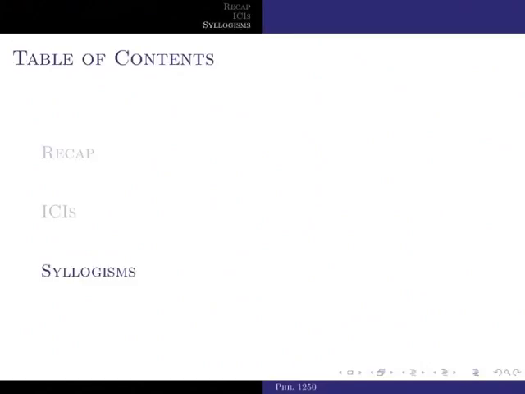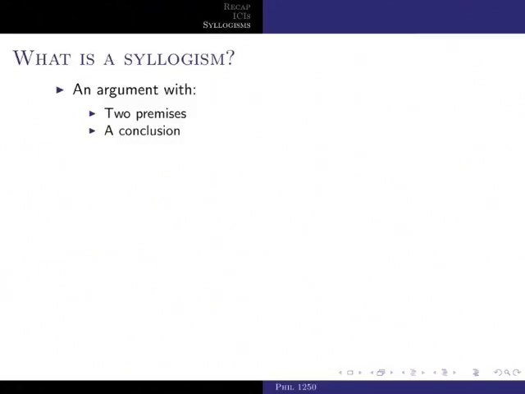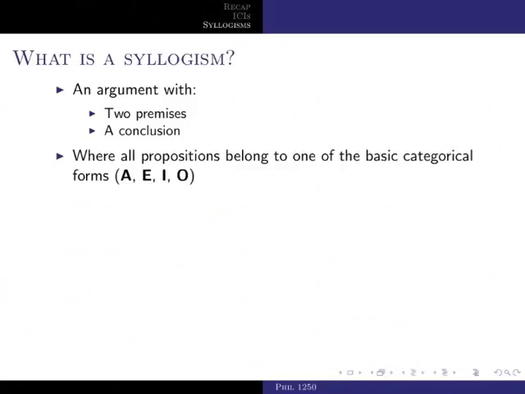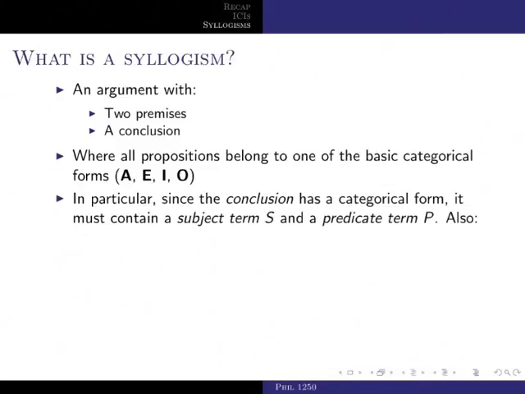In this video, we will describe the pattern of argument called syllogism. In general, a syllogism is an argument with two premises. But what makes it a categorical syllogism is that all propositions, that is, all the premises and the conclusion, must belong to one of the basic categorical forms.